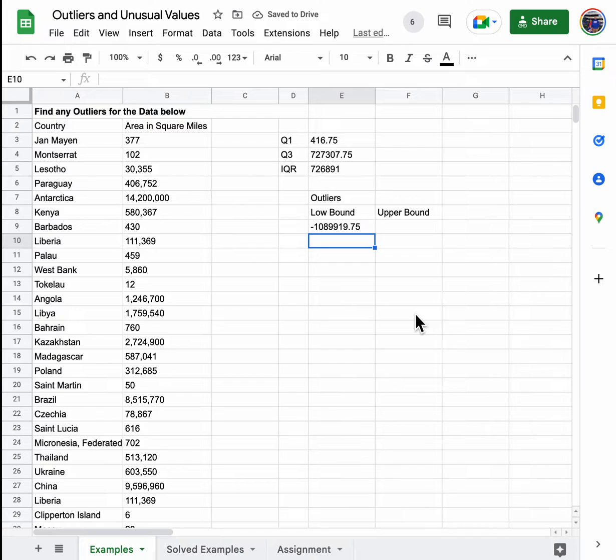Now, just through observation, I can look at this and say, well, I'm not going to have any outliers lower than this number because this is a negative number.